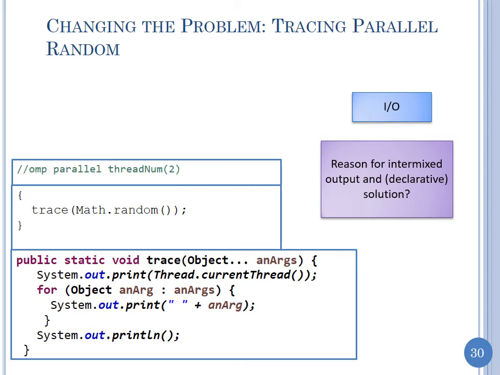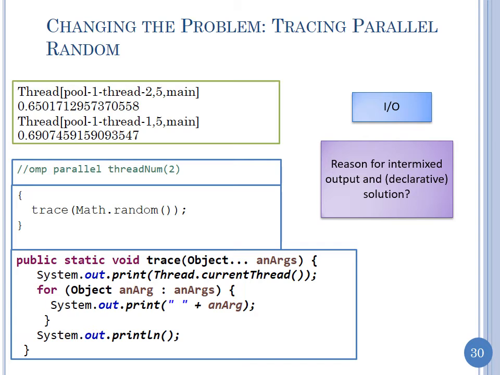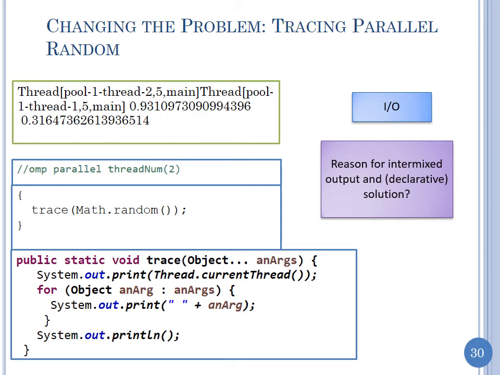If I do that, I would like to see the two random numbers, and also I would like to see the threads that printed out the two random numbers. That's what I would like to see, but what I see is this. I see intermixed output in my solution.